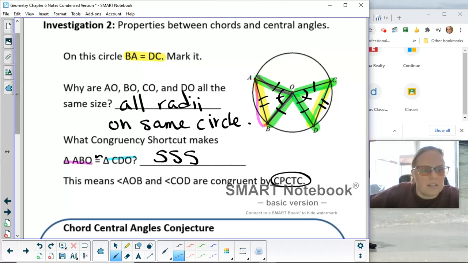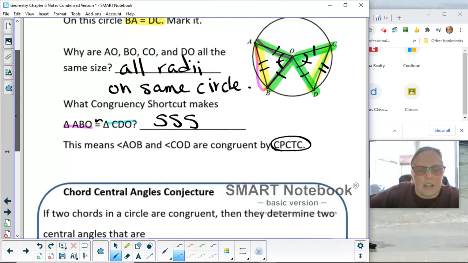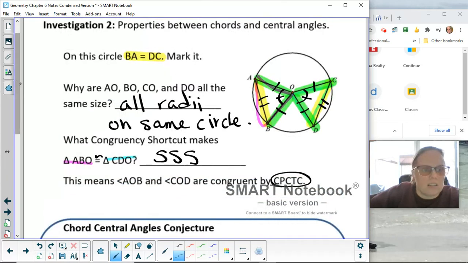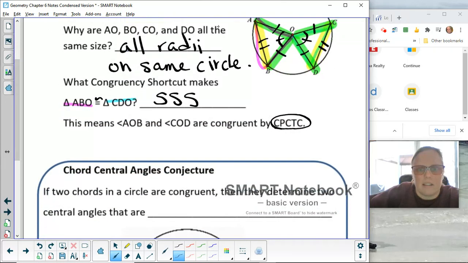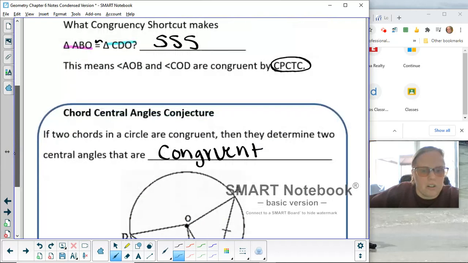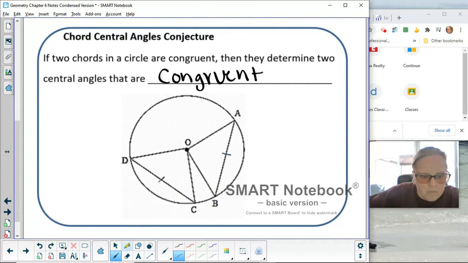So for the chord's central angles conjecture, it states, if we have two chords the same, like the yellow ones we have highlighted in this picture, AB and CD, then they will determine two central angles that are also congruent. And down in this picture, we can emphasize that as well. So as long as these two are the same size chords, the central angles will also be the same. There we go.